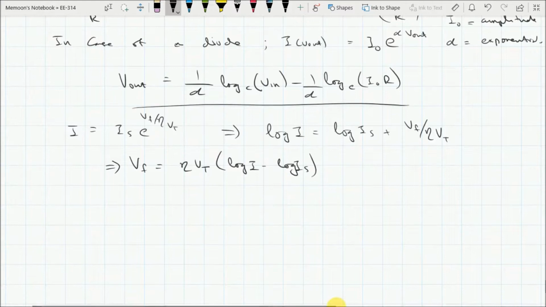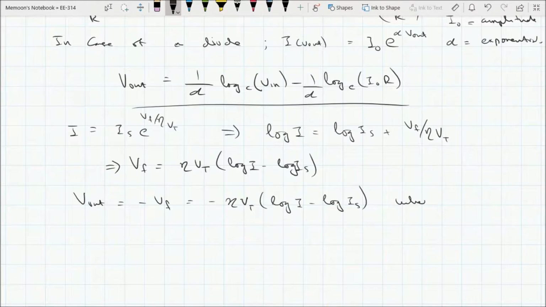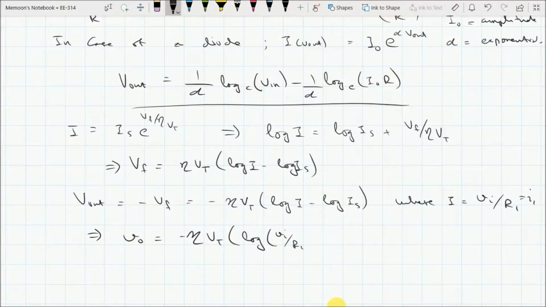So this means that our V out will be equal to negative Vf, which is equal to negative eta Vt times log of I minus log of Is, where I is equal to Vi over R1, and that is equal to I1. So this implies that your V out is equal to negative eta times Vt times log of Vi over R1 minus log of Is.